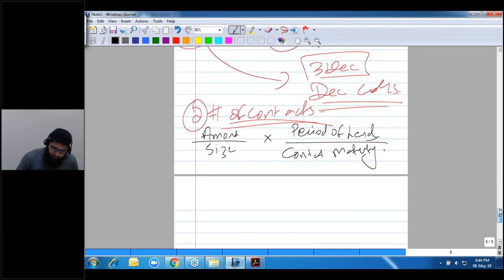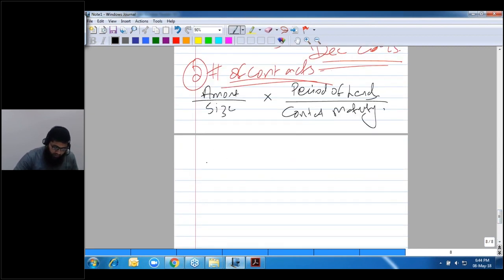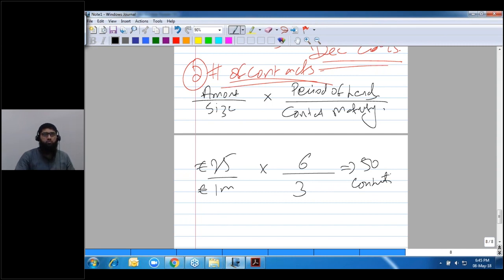Now what exactly is this all about? The amount that we are going to be depositing is 25 million, divided by 1 million, which is the size. So it's euro 25 million over euro 1 million. Multiply by the lending period. How much is the lending period? The lending period is 6 months and the contract has a maturity of 3 months. So we end up getting 50 contracts. So step number 2 is we need 50 contracts.